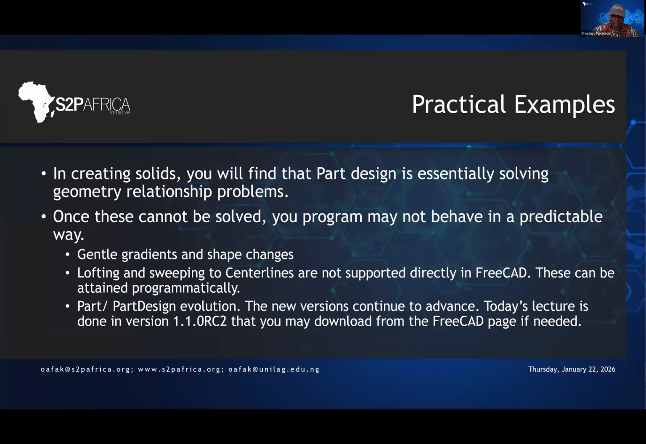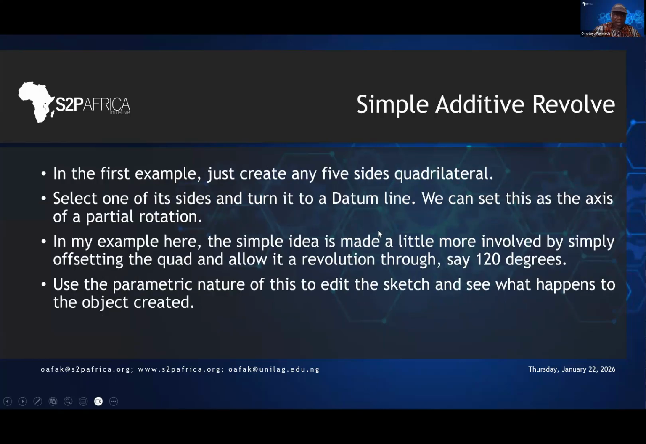New versions continue to advance. Today's lecture is done in version 1.1, release candidate 2, that you may download from the FreeCAD page if you need it. And the next example we're going to do here, we're going to just do a simple additive revolve, just like we did a simple additive pipe. We do a simple additive revolve.